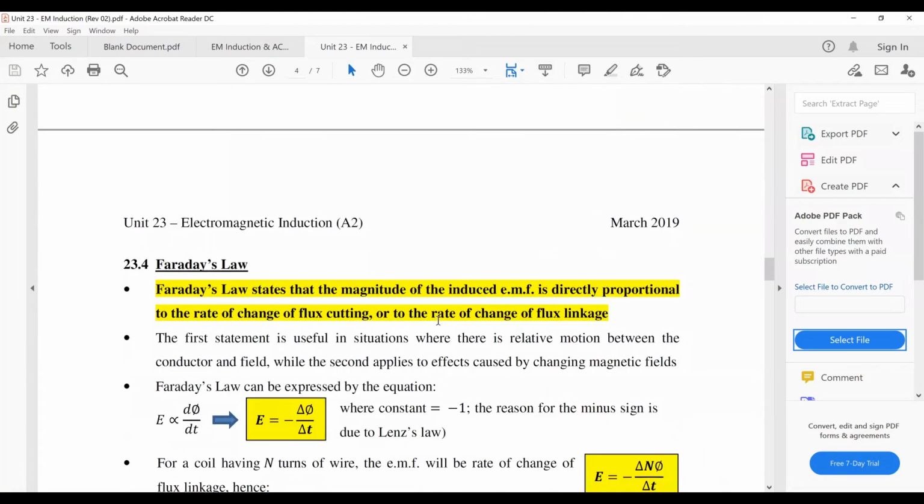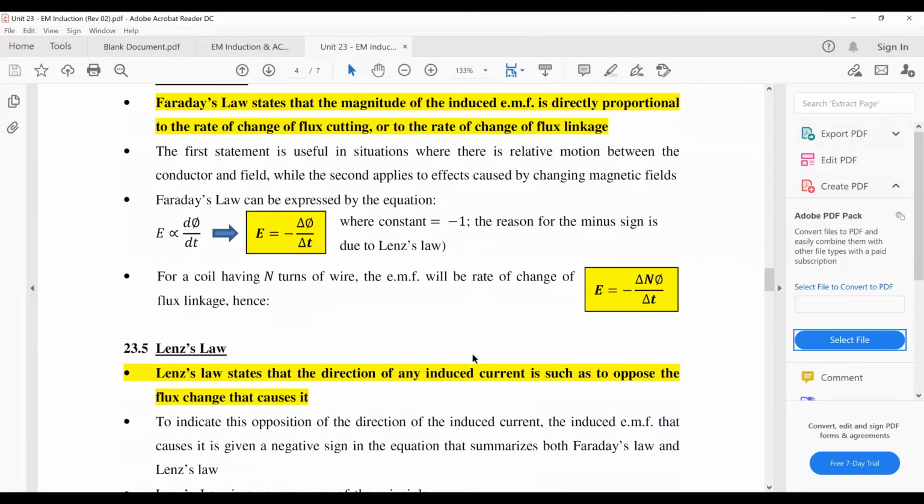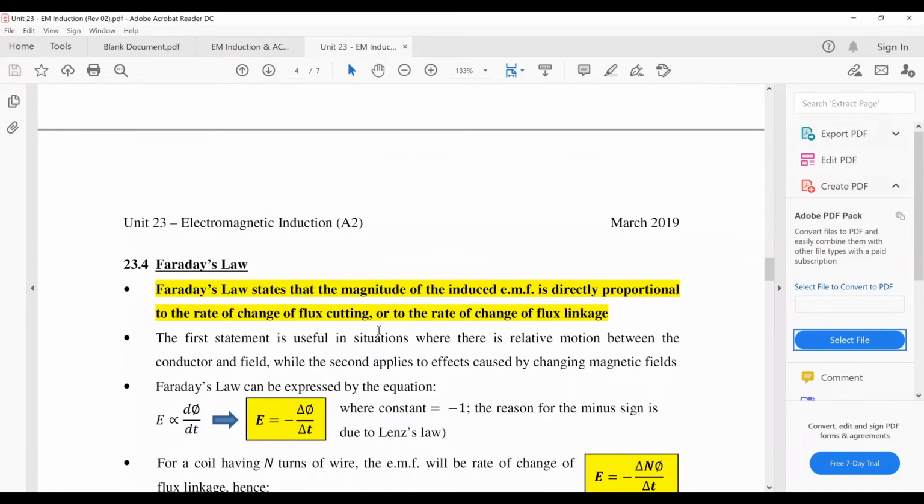Okay, so in terms of the electricity that you generate, in terms of voltage and current, there are two laws that you need to know. These are the two main laws that you need to know. The first law is Faraday's law. Faraday's law talks about the magnitude of your EMF generated. Here it states that the magnitude of induced EMF is directly proportional to the rate of change of flux cutting or rate of change of flux linkage.